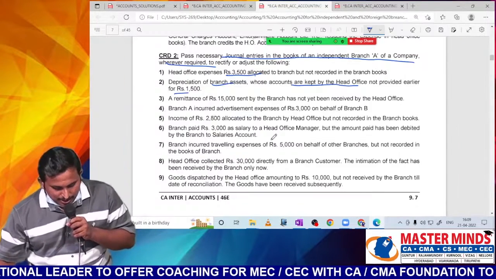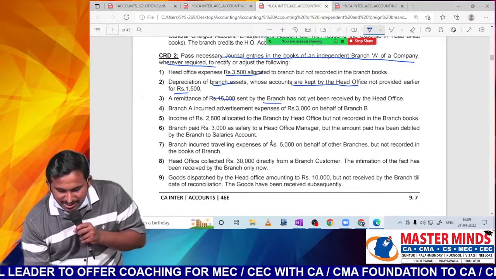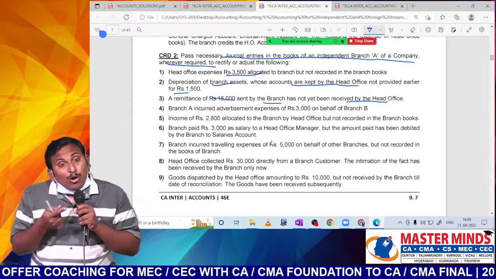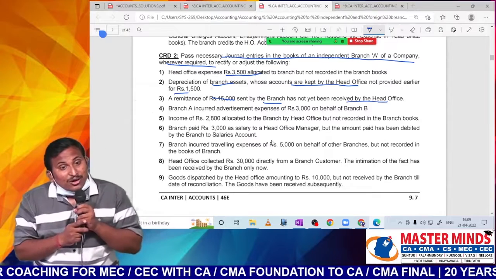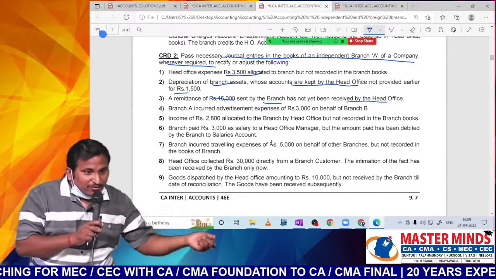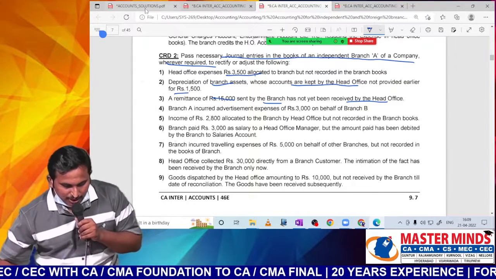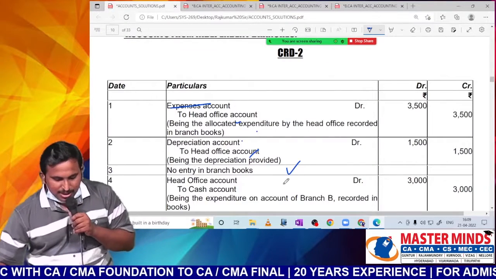Next, a remittance of 15,000 sent by branch has not been received by head office. Now who has already recorded? Branch. Who has not recorded? Head office. Who has to record? Head office. So branch will not record anything. So in branch books we will not record anything. No entry will be the scenario.